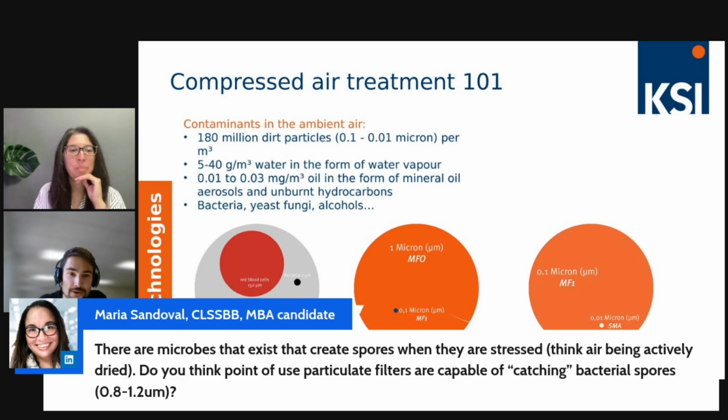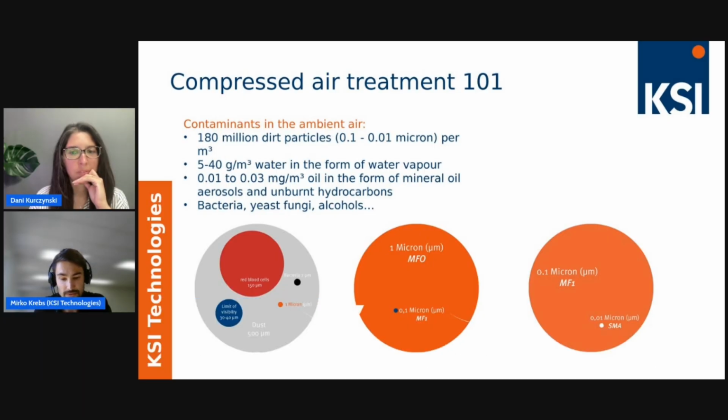Sure. Okay. Microbes that create spores. Yes, the particular filters are capable of catching those. You say here about 0.8, 1.2, 2 micron. This is approximately the size of those spores, and there are actually filters that will catch them, because a filter catches all the particles, and a microbe or a bacteria is handled the same way. It just catches onto the fibers in the filter media, and it will be kept in this filter medium.